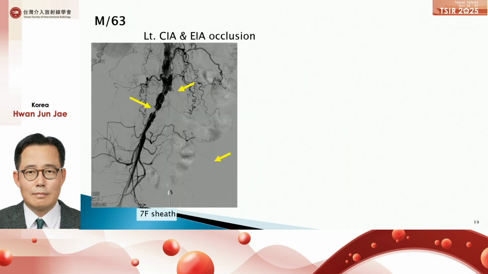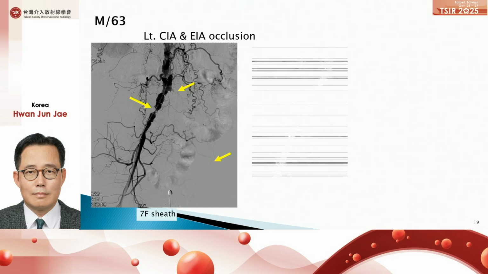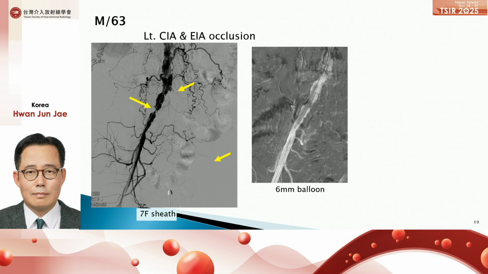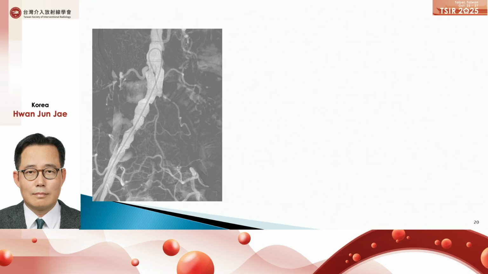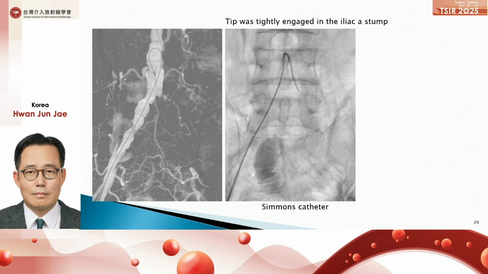Well, here is a left common iliac and external iliac occlusion. Also, we can see stenosis in the right side. On our way to the aortic bifurcation, we performed pre-balloon dilatation in the right side, and then we made a puncture in the contralateral side and advanced a Schmidt catheter. Here we can see a small stump, but anyway, we are going to use that.